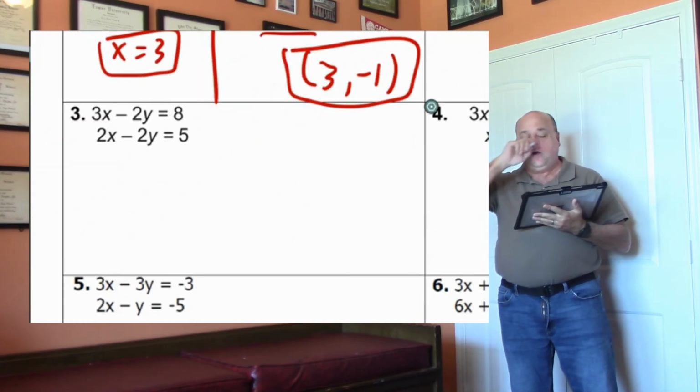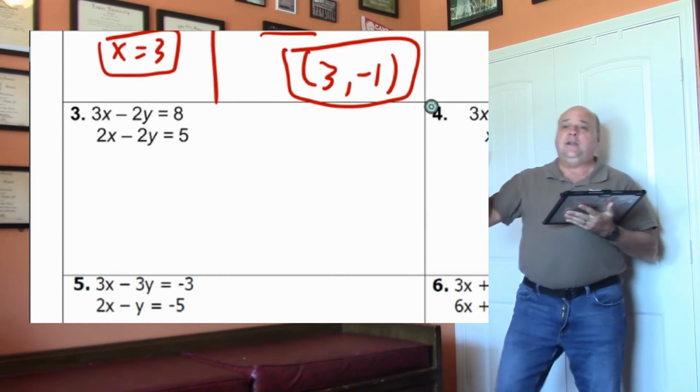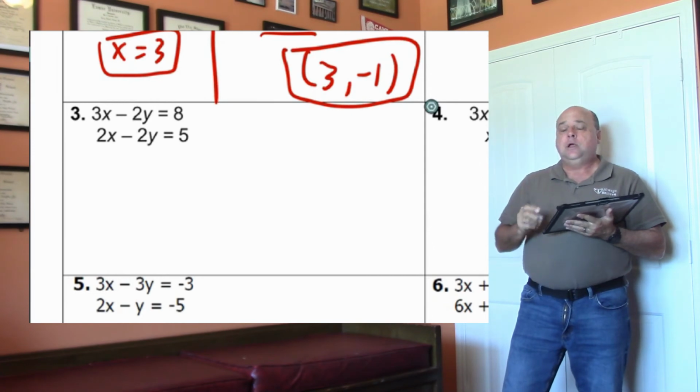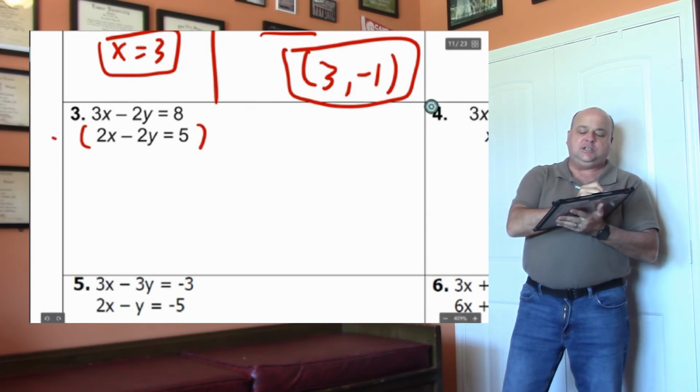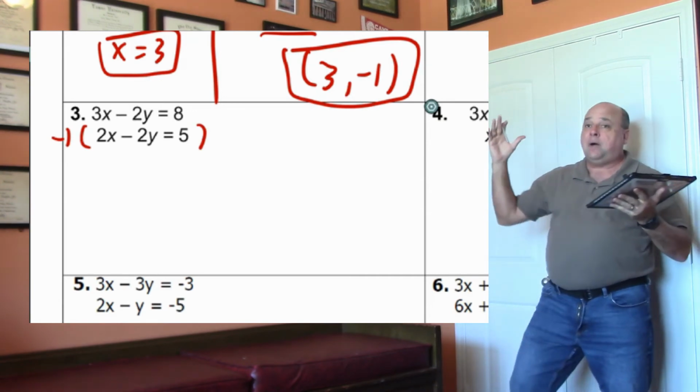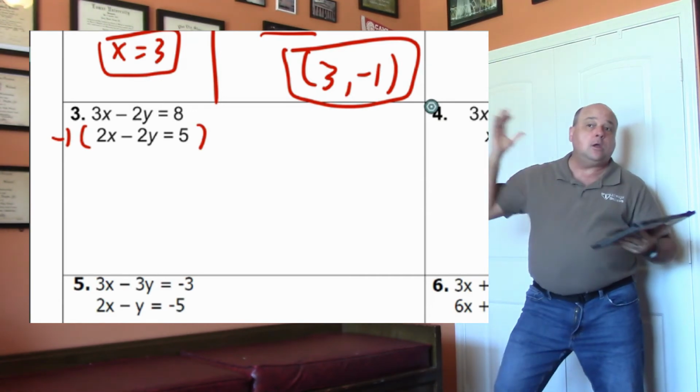Go to number 3. Now then on number 3, you do not have an opposite, but the y's are the same. So you're going to multiply the bottom equation by negative 1, and that's going to make your y's opposites. Pause the video and do the work.